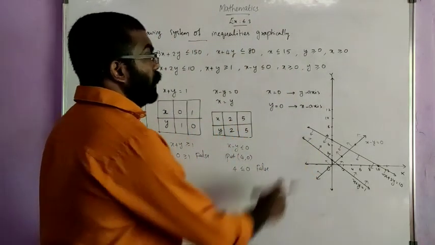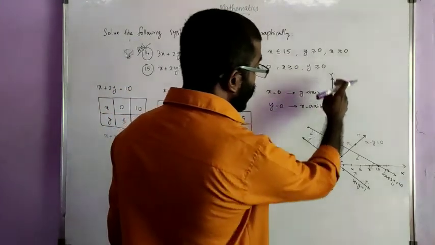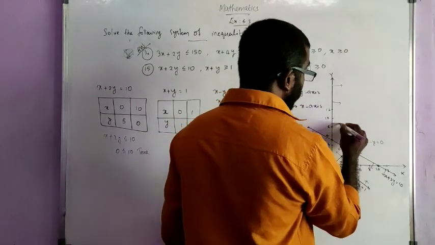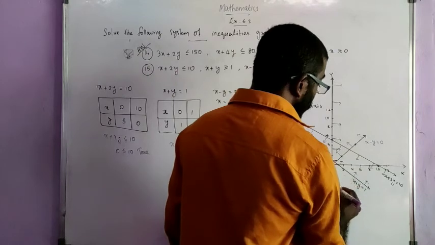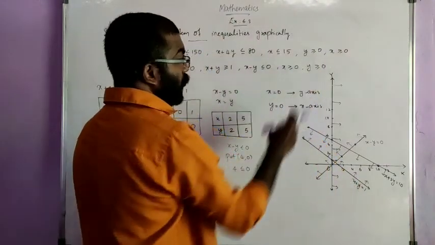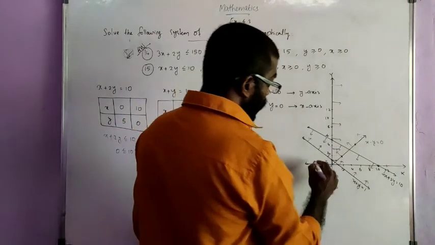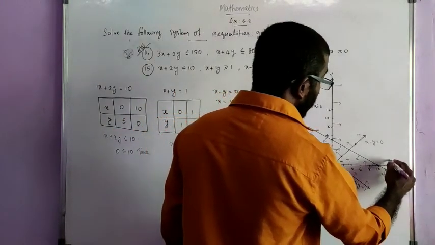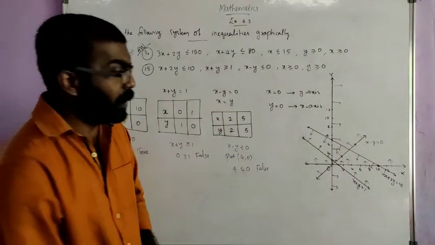Okay. Now the next is x greater than or equal to 0. x equal to 0 is the y-axis. So the right side of the y-axis. And y greater than or equal to 0, y equal to 0 is the x-axis. So the upper part of the x-axis, the upper half plane. Okay. Now we have to identify the common region.